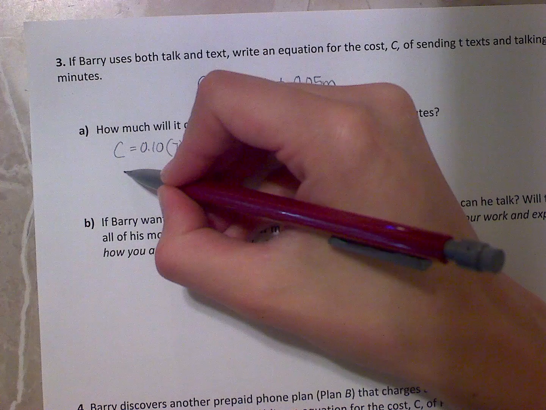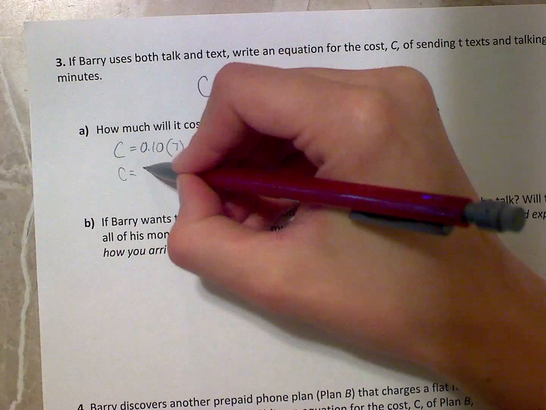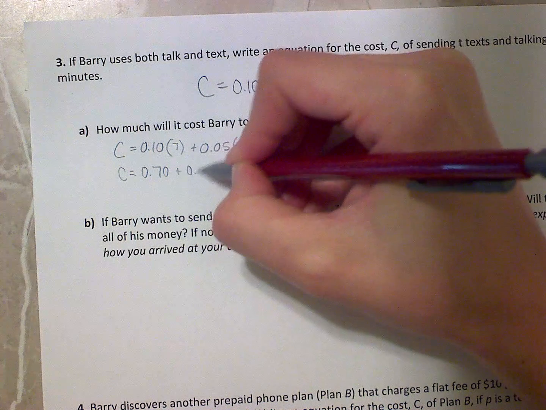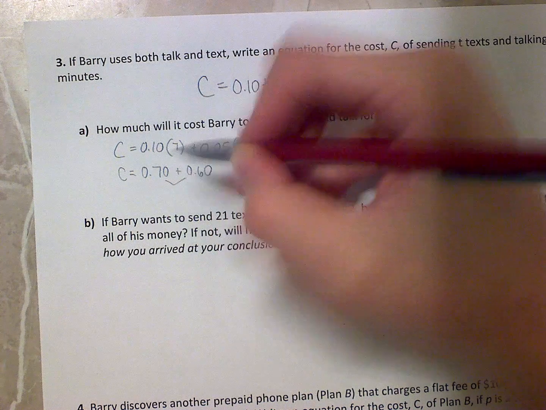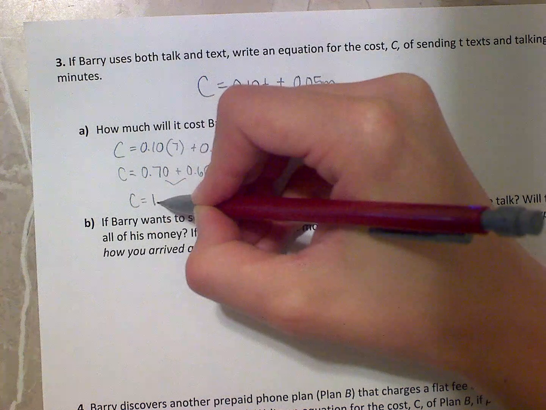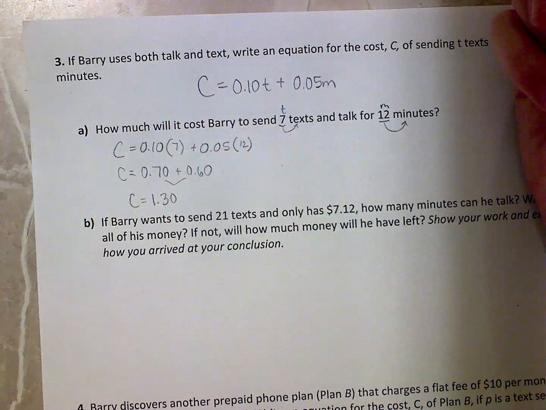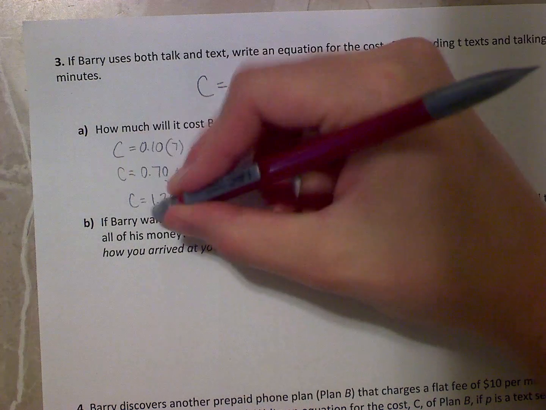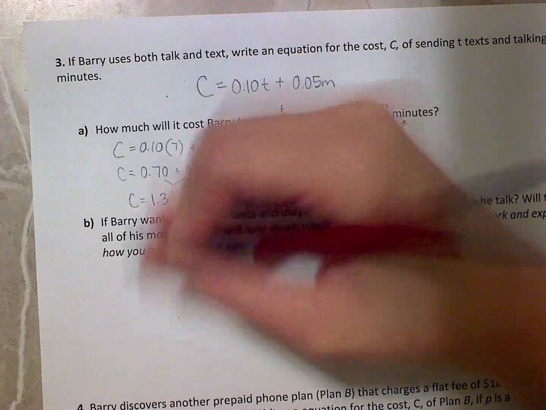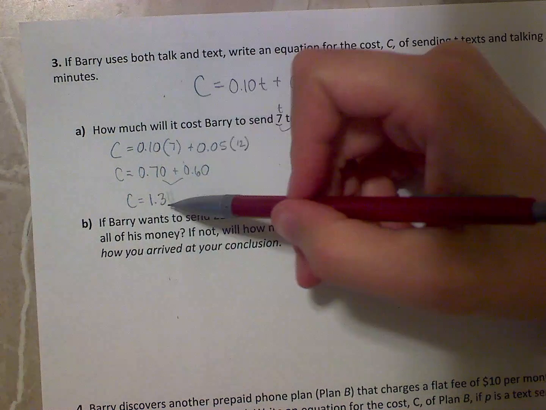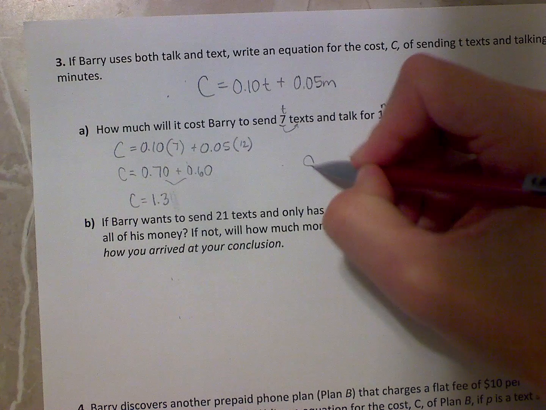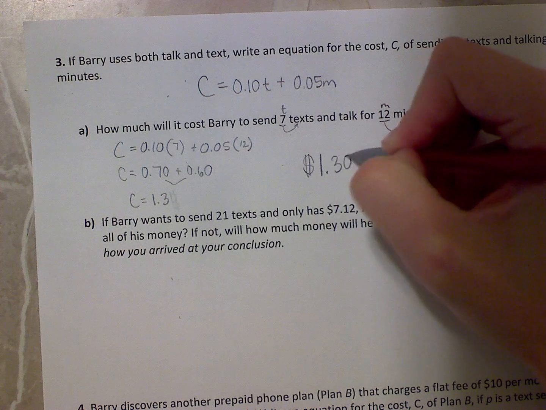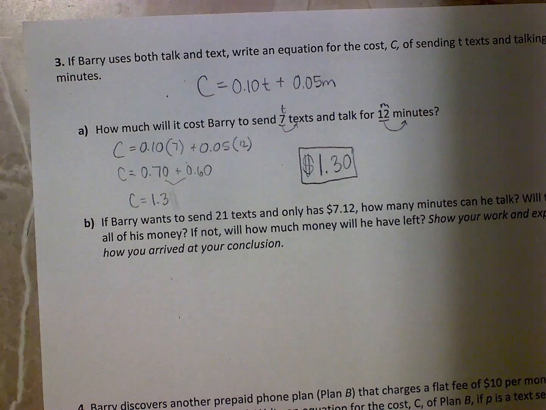Okay, so C equals 10 cents times 7 is 70 cents. And 5 cents times 12 is 60 cents. And then I'm going to add them. And I get $1.30. Okay? Now, if you do this in your calculator, what you're going to get is 0.7 and 0.6, and you're going to get 1.3. 1.3 is not an acceptable answer. This answer is not correct. It says how much will it cost, so you need to give it with a dollar sign. And 1.3 is not a money amount, right? You have to write $1.30, like this.